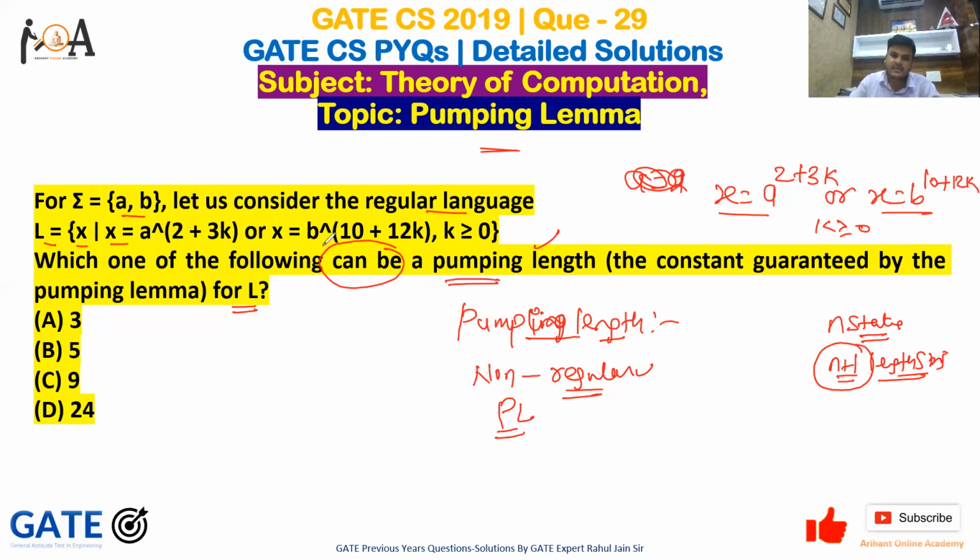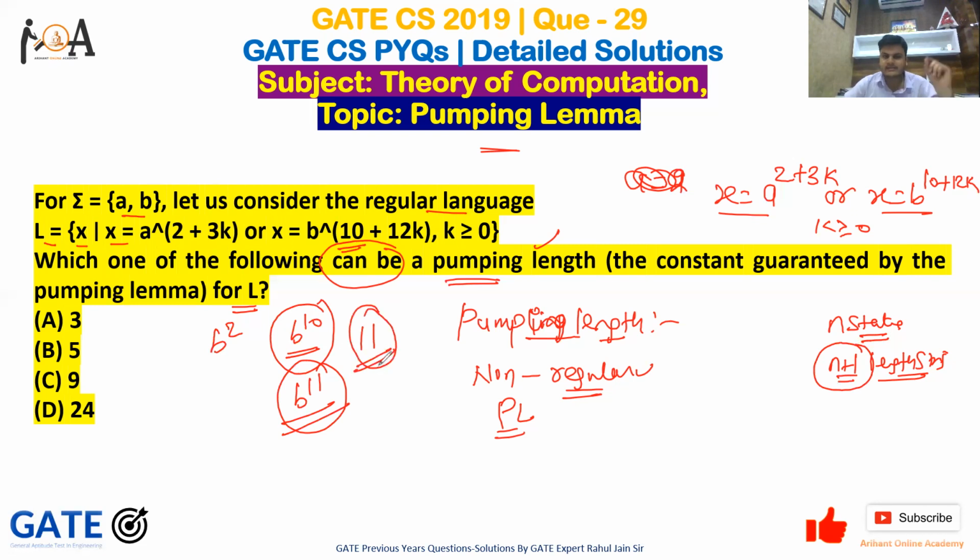So in this, if you see the minimum length of a string, we have a to the power 2 here and we have b to the power 10. So b to the power 10 is the larger one. It means the n plus 1 length string is b to the power 11. It is the minimum pumping length for which at least one self loop or one cycle may exist. So we will consider this because it is bigger. Hence we can say that 11 is the minimum pumping length for the given language.